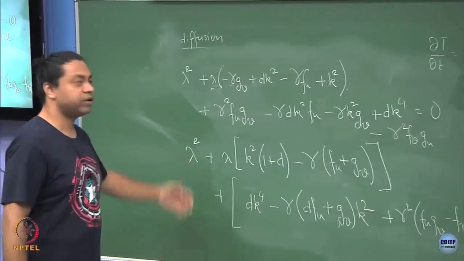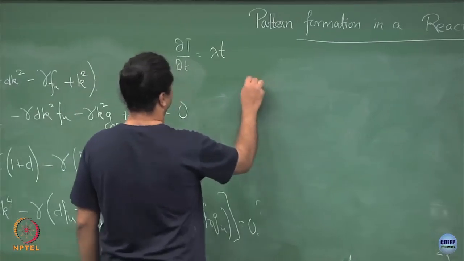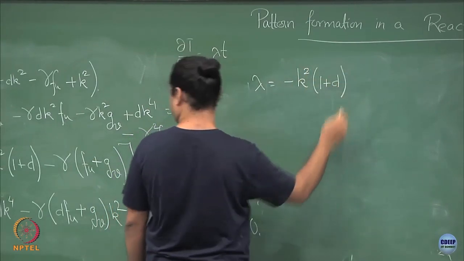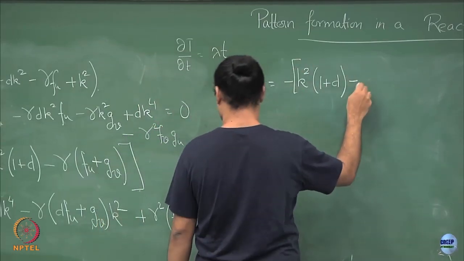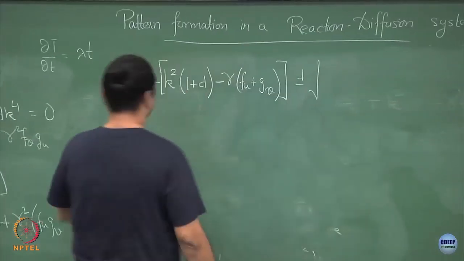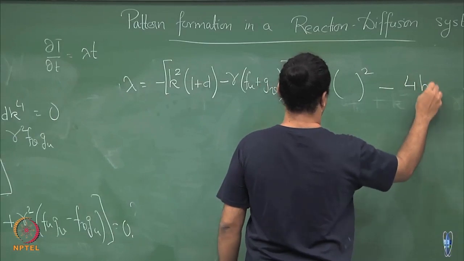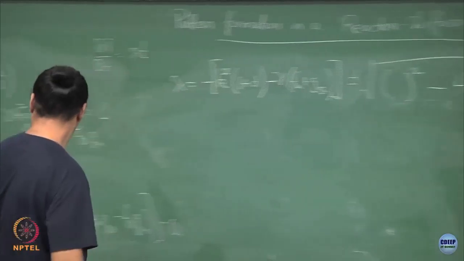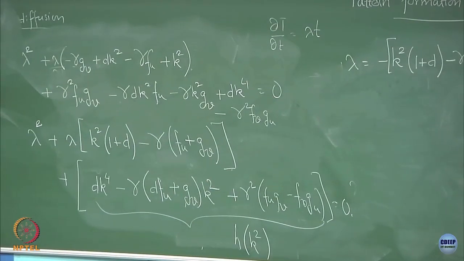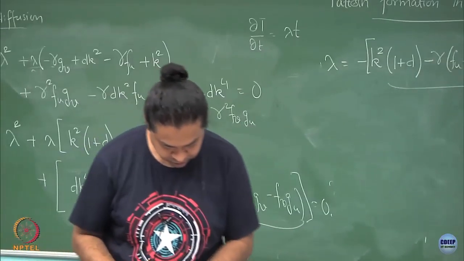So, this is the equation for lambda, again a quadratic equation, but at least it is a quadratic equation. So I can just solve it. So lambda is equal to minus of k square 1 plus d minus gamma into f u plus g v, plus or minus this whole thing square, minus 4 h of k. To save me writing this, let me call this entire thing h, as a function of k square, divided by 2.